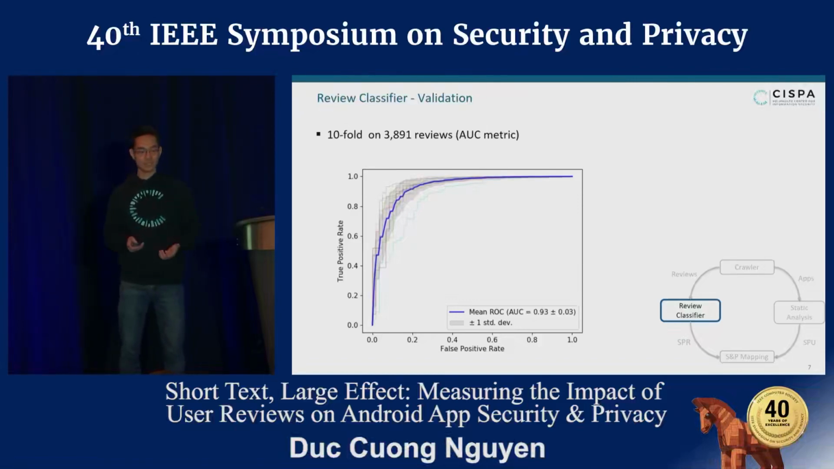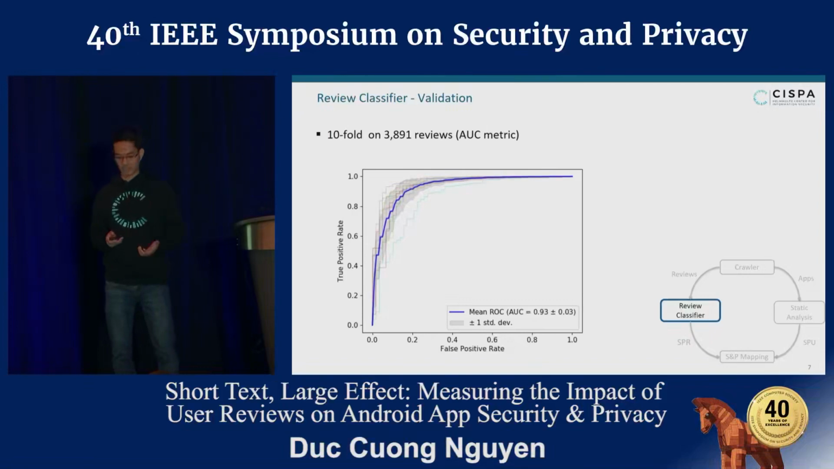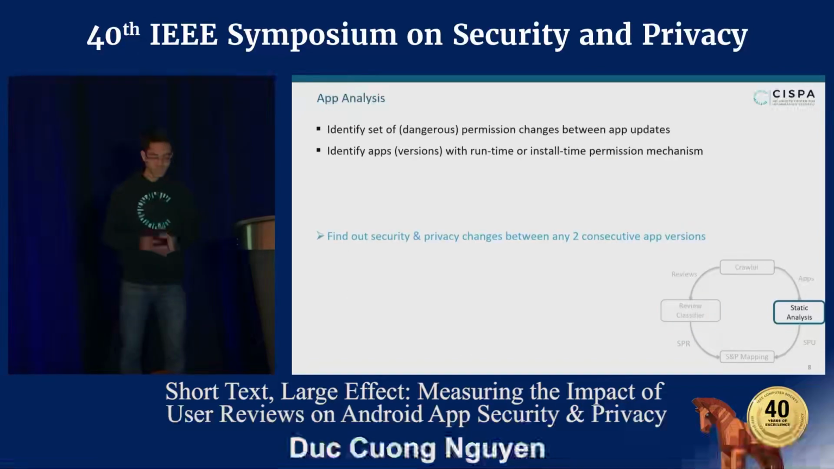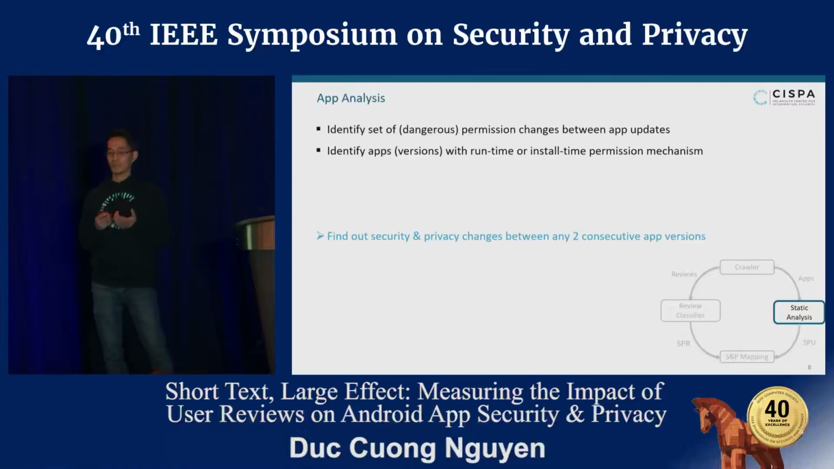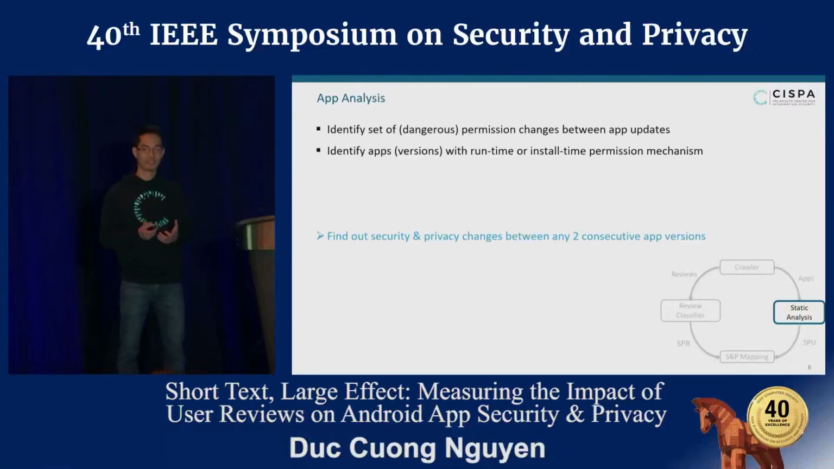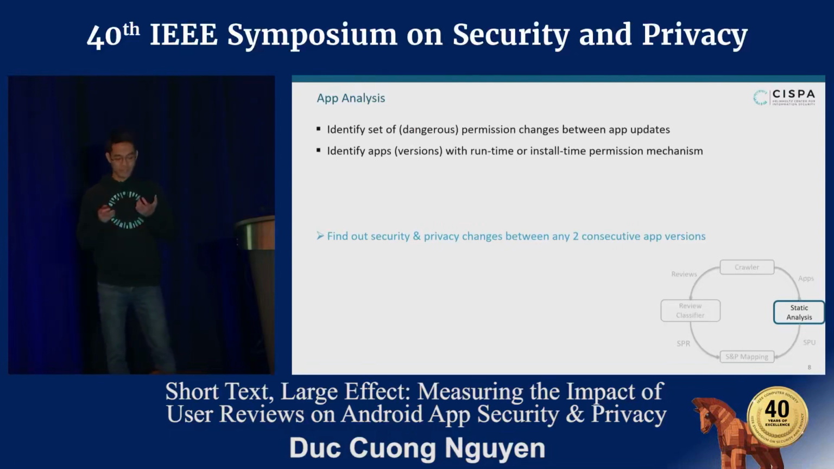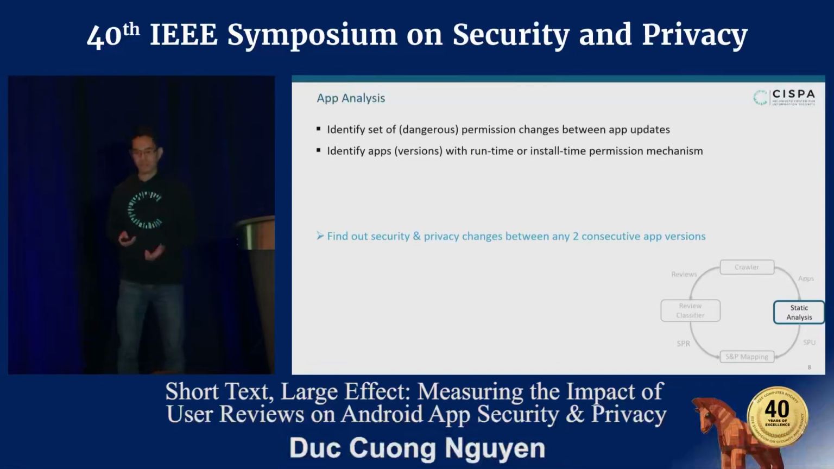The next step would be to detect whether a given update is security and privacy related or not. And again, in this step, we need to look at the definition of what is security and privacy related. So we only focus on what is visible to the end users, what changes the end users can see. And therefore, we again focus on the dangerous permission changes between app updates.